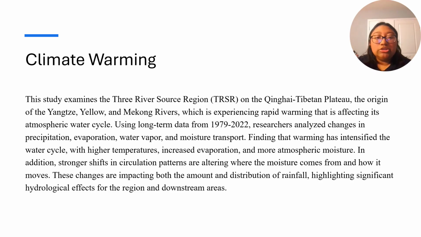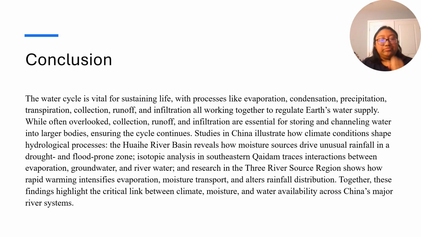In addition, stronger shifts in circulation patterns are altering where the moisture comes from and how it moves. These changes are impacting both the amount and distribution of rainfall, highlighting significant hydrological effects for the region and downstream areas.